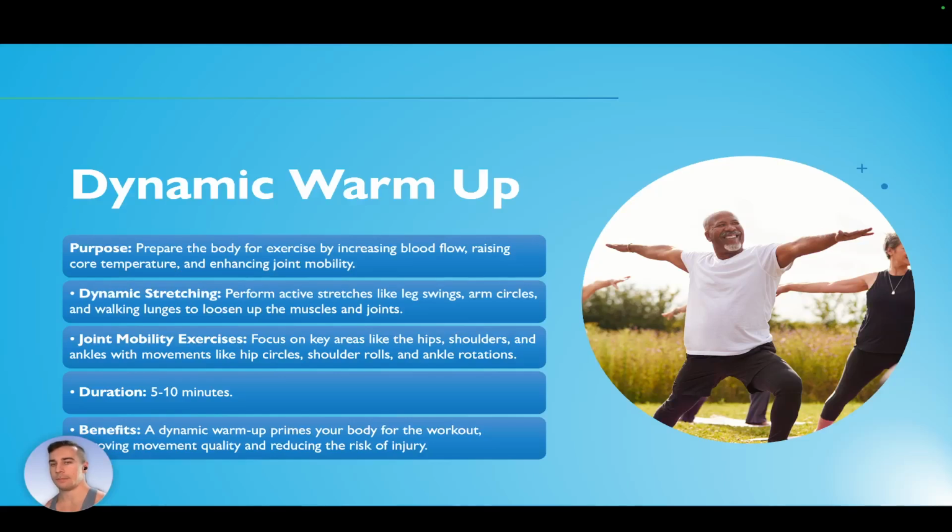So, dynamic warm up. Of course, this is to prepare the body for exercise by increasing blood flow, raising core temperature, and enhancing joint mobility. So you would want to include some dynamic stretches, performing active stretches like leg swings, arm circles, walking lunges to loosen up the muscles and joints. You can also include joint mobility exercises. Focus on key areas like the hips, shoulders, ankles with movements like hip circles, shoulder rolls, and ankle rotations. And this can be a duration of about 5 to 10 minutes.